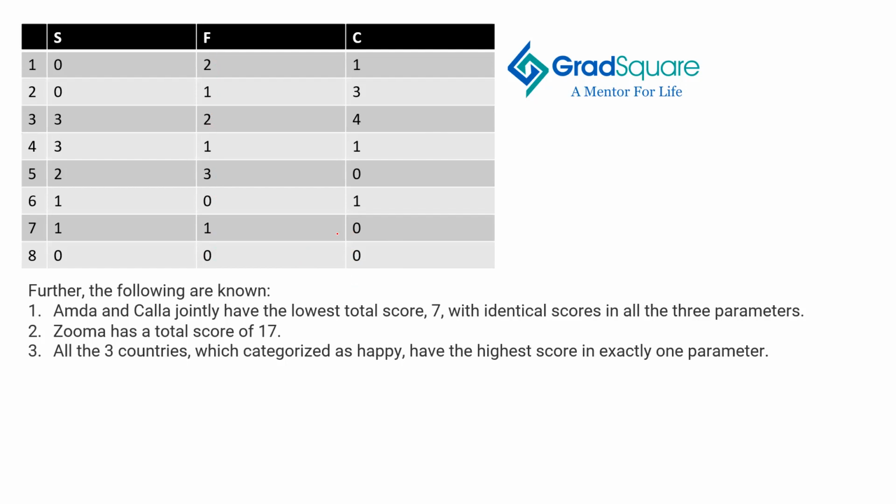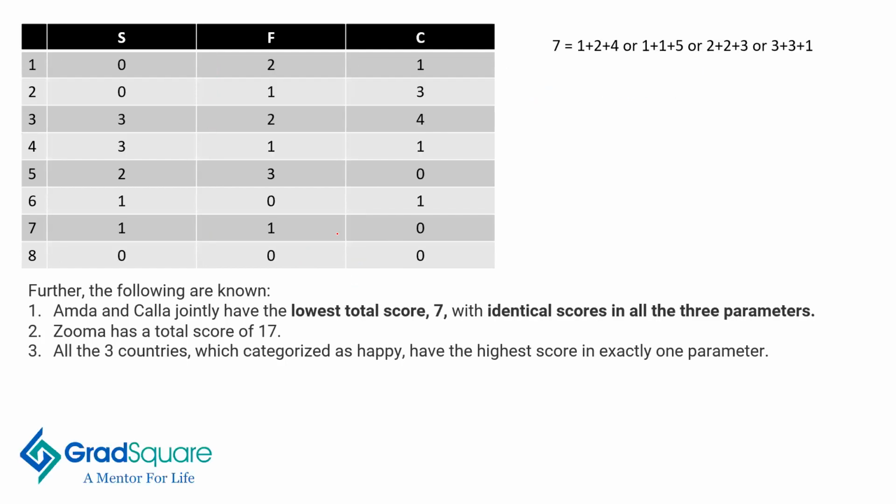Now let's go ahead and look at the constraints which are given to you. So you have Amanda and Kala jointly have the lowest score 7 with identical scores in all 3 parameters. This is going to make things a bit easier because you know that 7 can be made as 1, 2, and 4, or you can have 1, 1, and 5, or 2, 2, and 3, or 3, 3, and 1. These are the 4 possibilities.